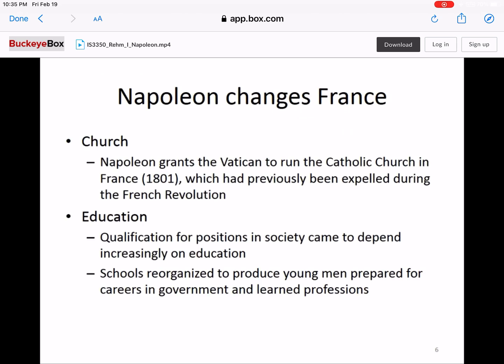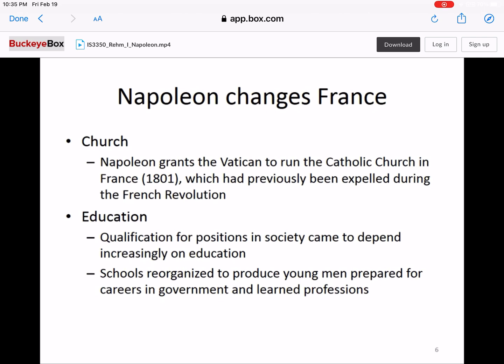Napoleon changes France in many ways, and he changes Europe in many ways. So some of the domestic changes have to do with the church. The church is essentially invited back into the role it had before the French Revolution. So the Vatican is running the Catholic Church again.